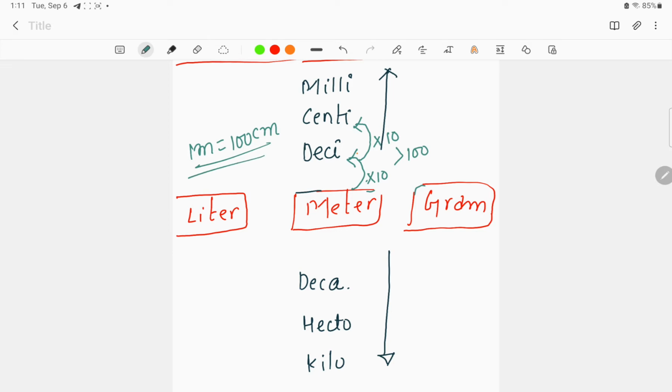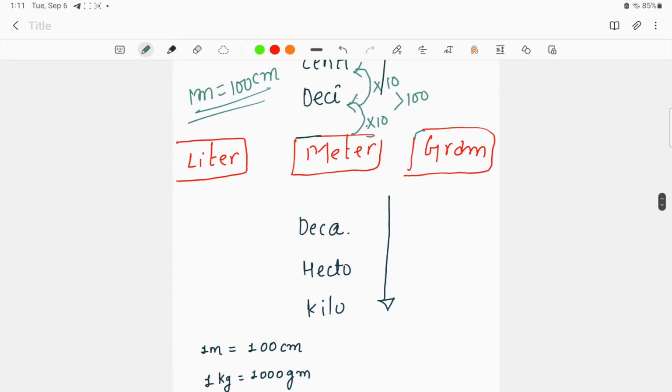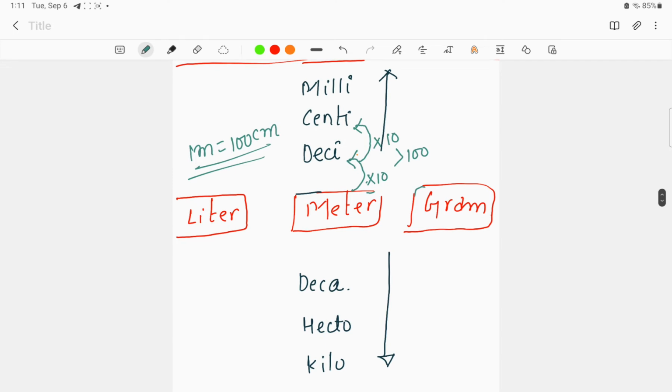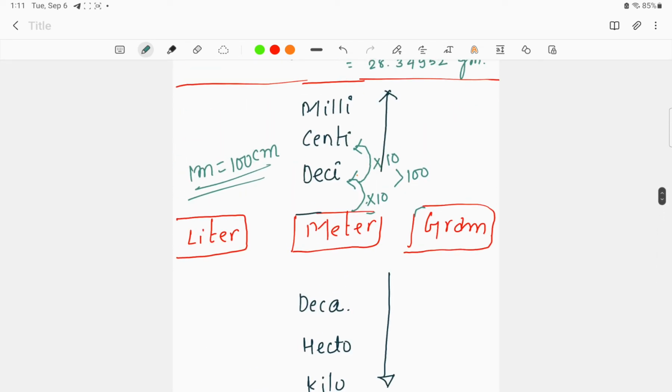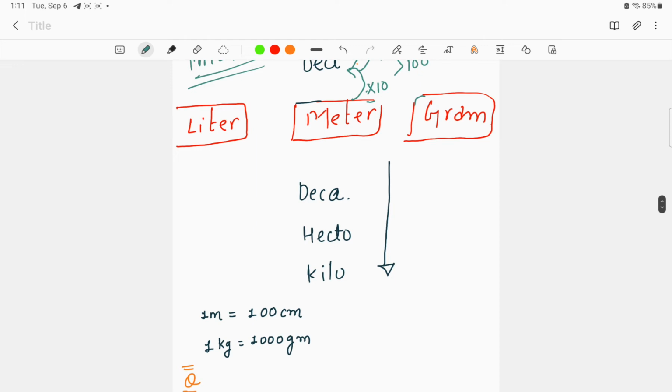Now moving on to another example I have given here. 1 kg is equal to 1000 grams. Kg means kilogram, right? Now this is what we followed for meter to deci, deci to centi, and centi to milli, where we multiplied by 10. But if we go downwards, for example from gram to deca, deca to hecto, and hecto to kilo, whenever we follow downward steps, we divide each step by 10.